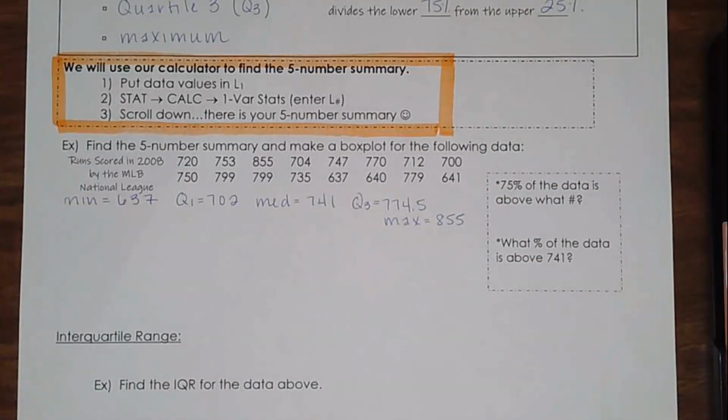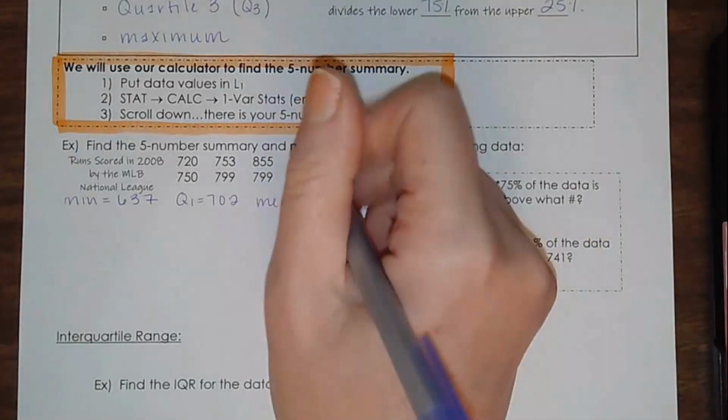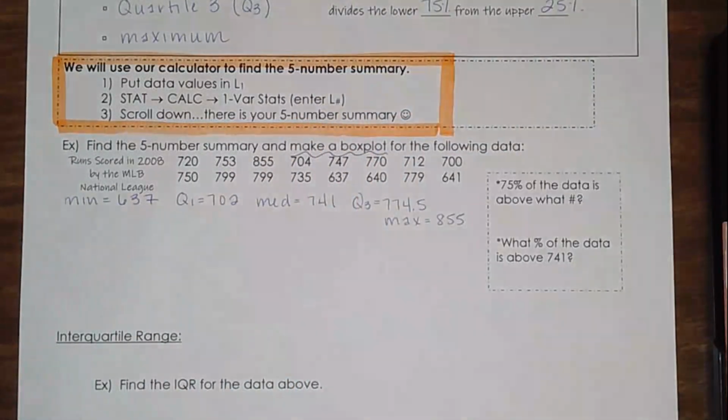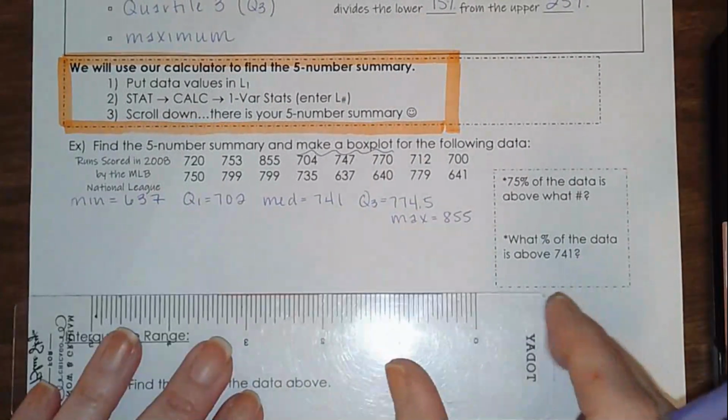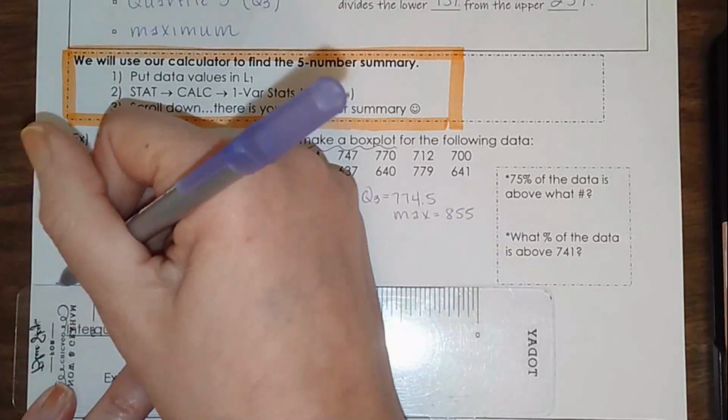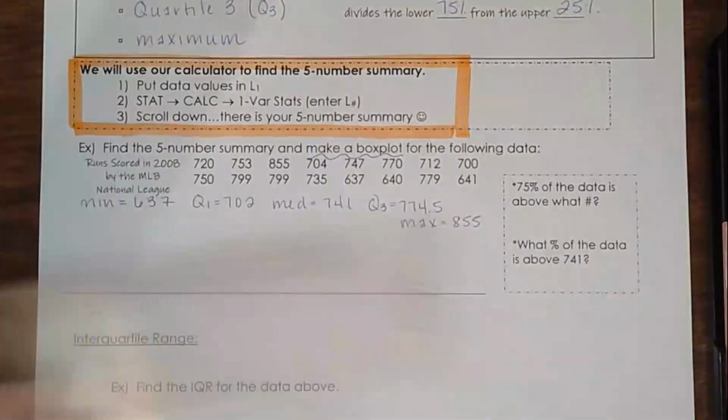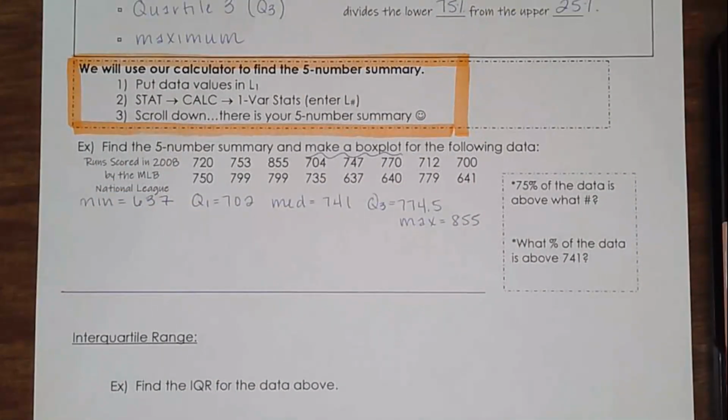Okay, so now it says make a box plot. So in order to make a box plot, we need a number line. So use your ruler, go ahead, grab yourself a number line, draw yourself a number line. Now above it says my minimum is 637, my maximum is 855. So I need to make sure my number line goes from at least 637 to 855.